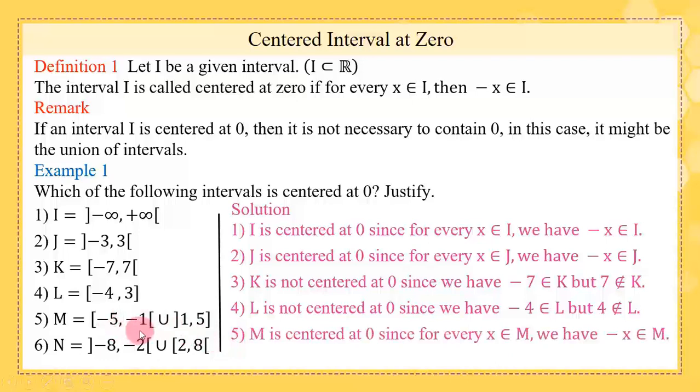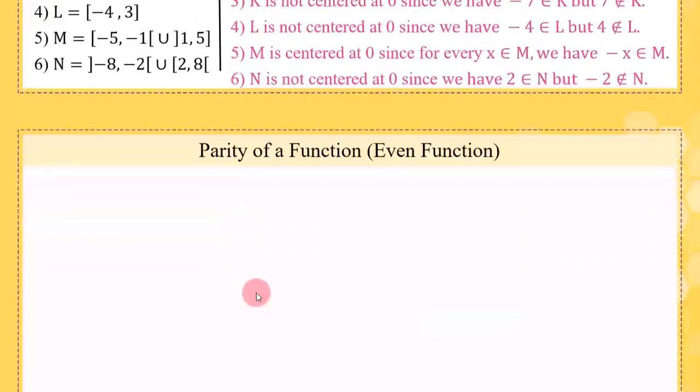M equals negative 5 to negative 1, union 1 to 5. M is centered at 0 even if it doesn't contain 0. Here, for every x that belongs to M, negative x also belongs to M. For N equals negative 8 to negative 2, union 2 to 8, this interval is not centered at 0 since 2 belongs to N while negative 2 doesn't belong to N.